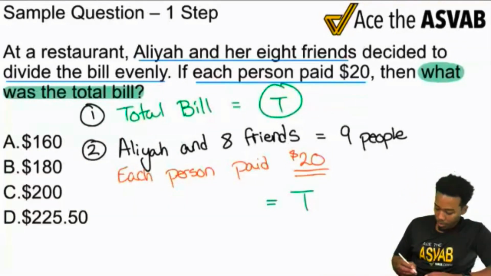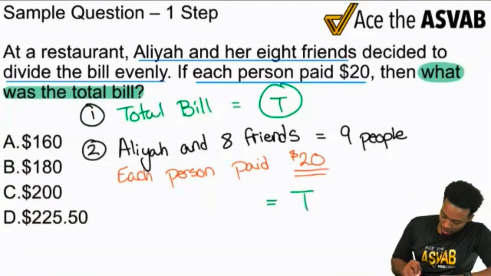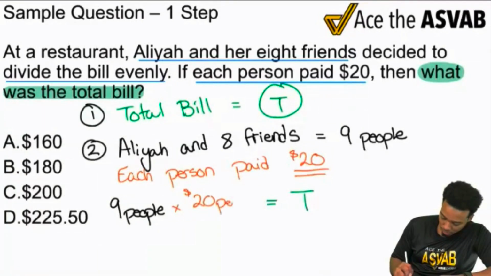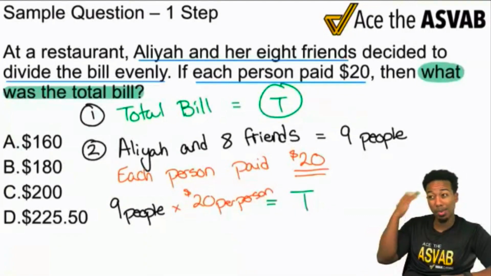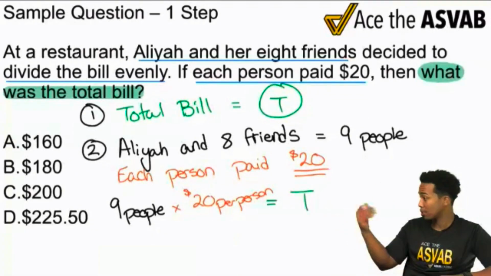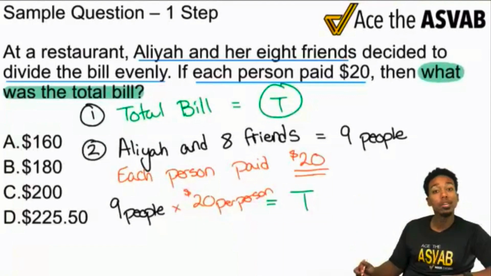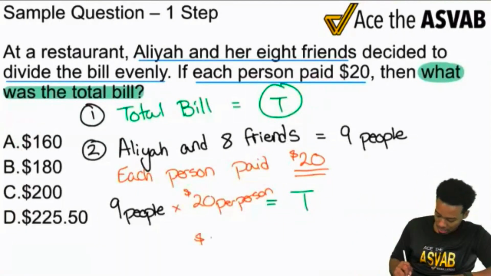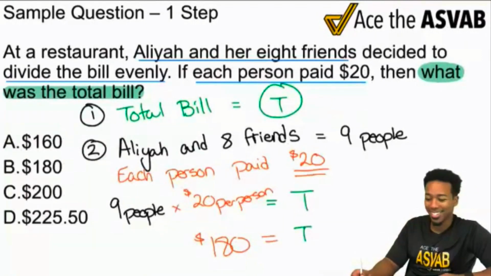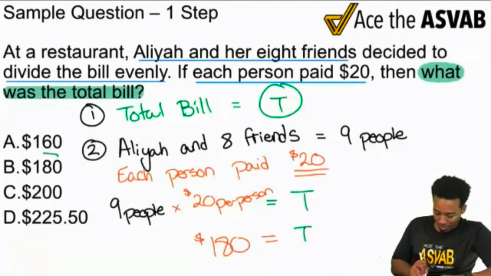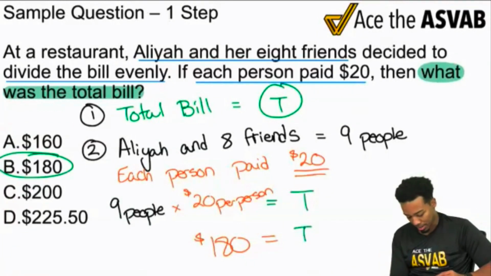So essentially here, everybody, if we have 9 people times $20 per person, that's going to give us the total bill. I think we can think about that in a restaurant, right? $20 a person, 9 people, multiply them. We're going to have ourselves $180. Not 160. It's going to be B.